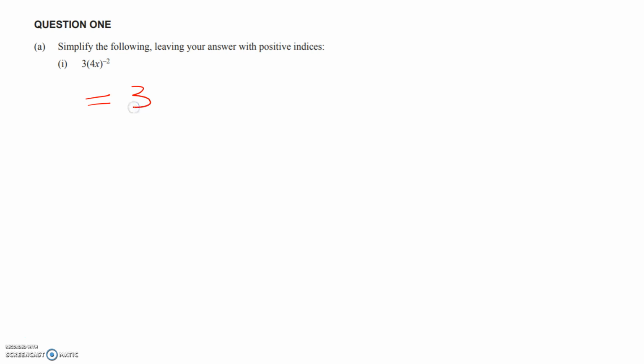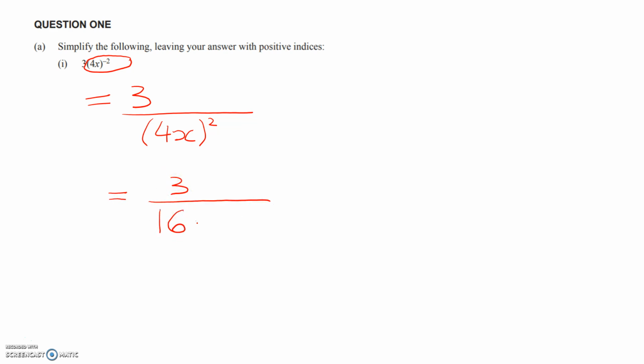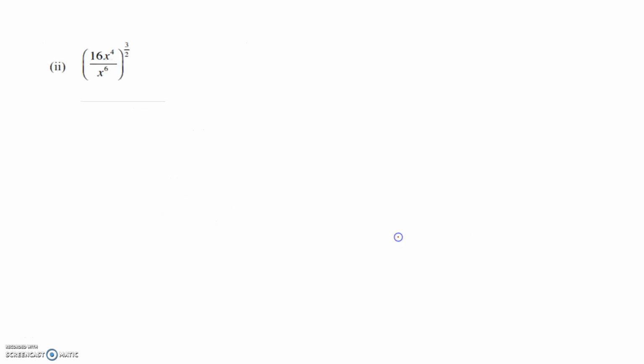This is equal to 3 times 4x to the negative 2. So that's the same as 3 divided by 4x squared. Now, just expanding out the brackets on the denominator, we get 3 over 16x squared. So remember that 4 to the power of 2 gives me the 16, and x to the power of 2 gives me x squared.